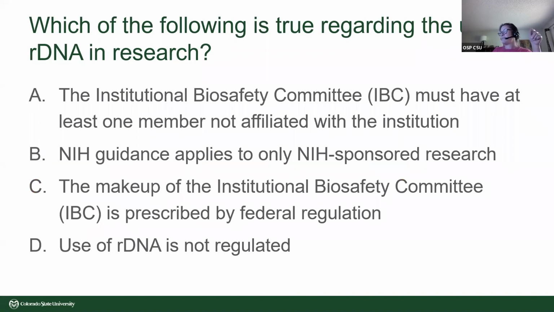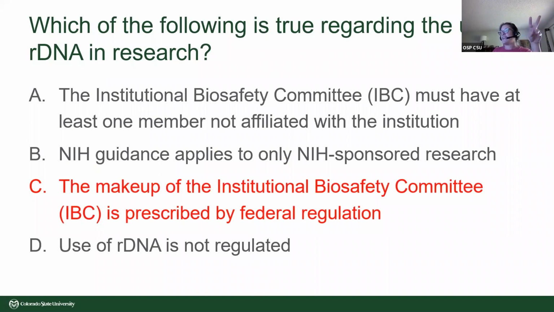Which of the following is true regarding use of recombinant DNA? The Institutional Biosafety Committee must have 1 member not affiliated with the institution; NIH guidance applies only to NIH-sponsored research; the makeup of the committee is prescribed by federal regulation; or rDNA is not regulated. And I see some C's. The answer is C, right? There should be 2 people not affiliated with the institution. That's why A was not correct.